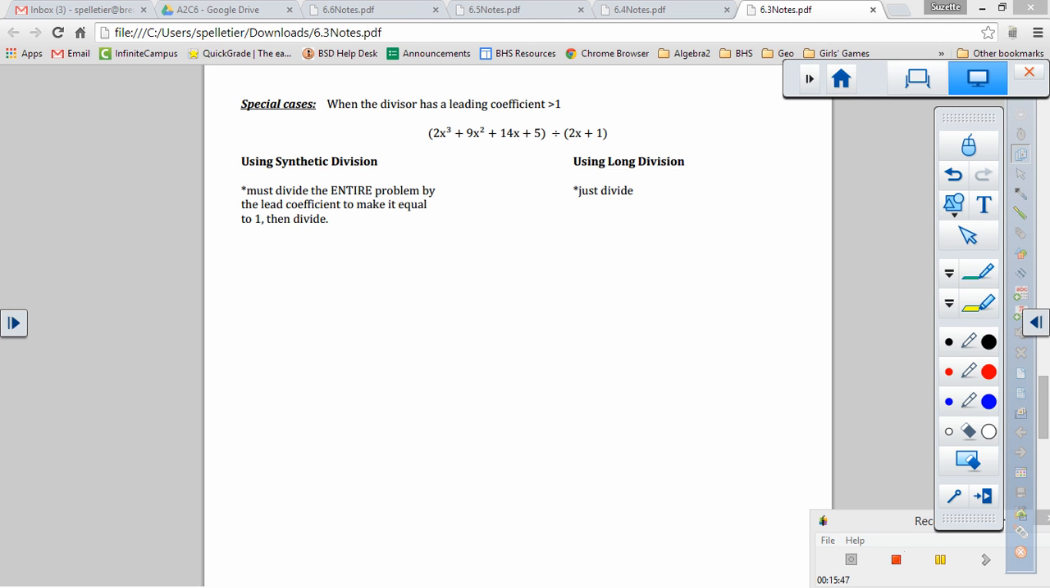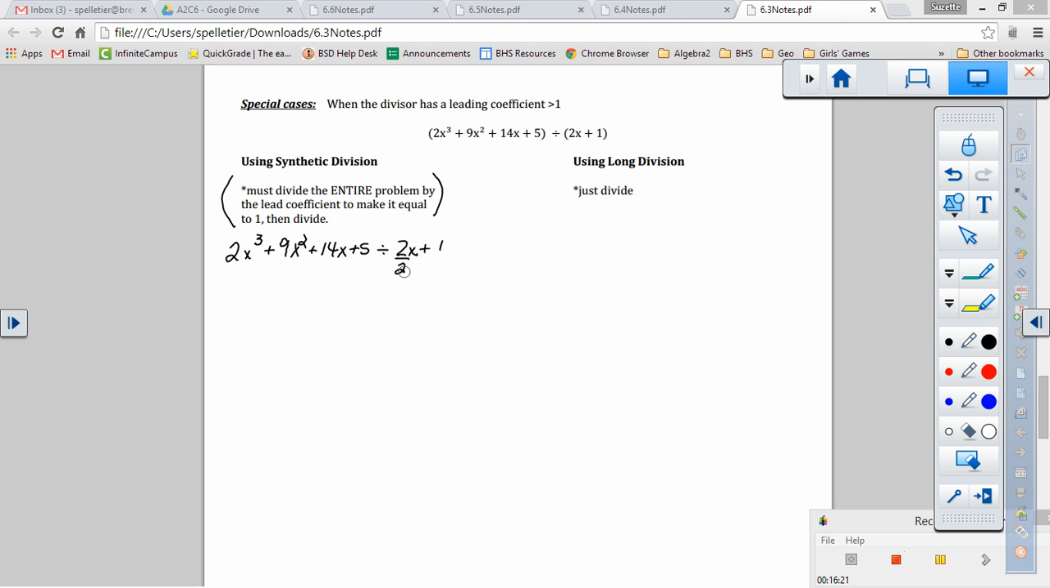You have to be able to do the division when the coefficient in front of the x term is greater than 1. We haven't done this yet, but what has to happen is you have to divide the entire problem by the lead coefficient to make it equal to 1 first. So this has to happen first. All right? That means the entire equation. So you have to do 2x to the third plus 9x squared plus 14x plus 5 divided by 2x plus 1.